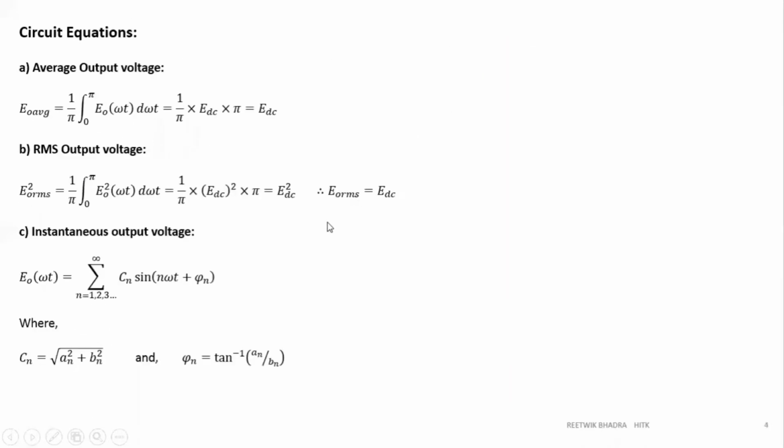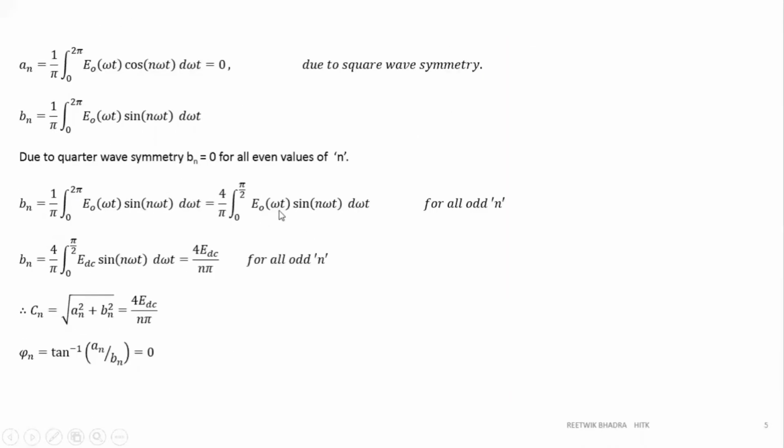So E naught omega t can be replaced by EDC. So that gives out to be 4 EDC by n pi. Now, if you recall yesterday's facts and calculations, what we did, Bn was 2 EDC by n pi.